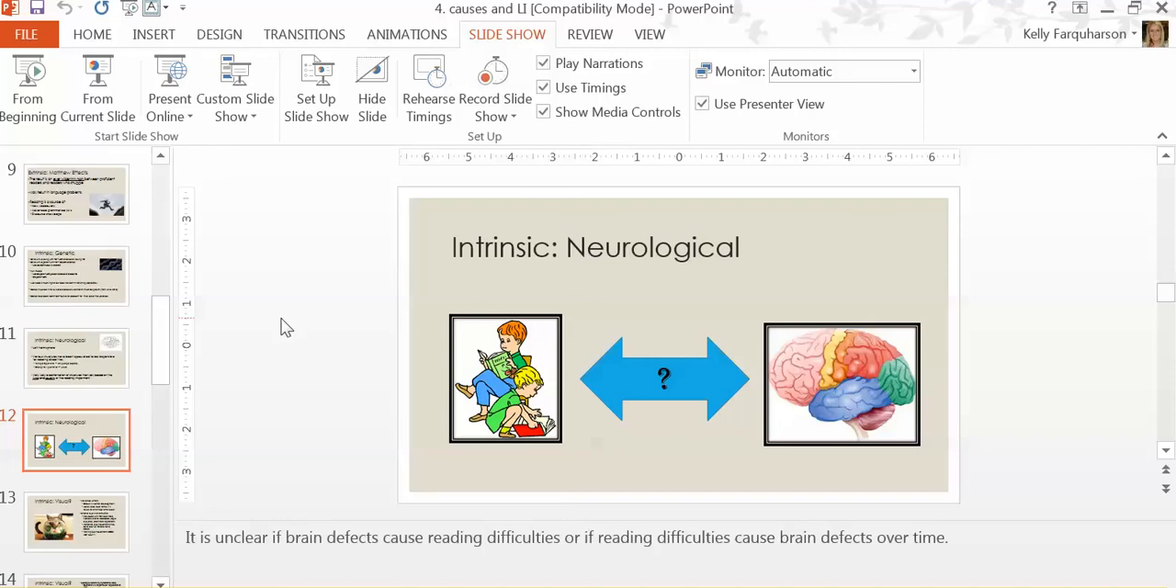What's interesting is that it's unclear at this point if brain defects cause reading disabilities or if reading disabilities cause brain defects over time. So this back and forth relationship here is questionable. We don't know the relationship of these two structures, reading difficulties and brain defects. Some research has suggested that a brain defect is the reason why a child has a reading disability. Other researchers suggest that because a child has a reading disability, that causes brain defects over time because of the lack of exposure to language and the mixed input, or the low quality of the input, that they're getting.